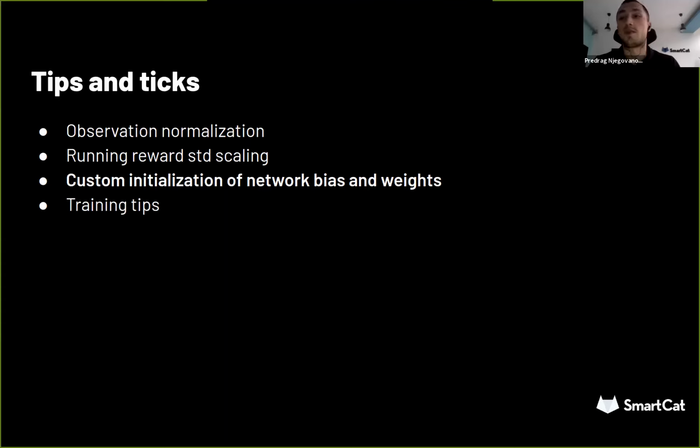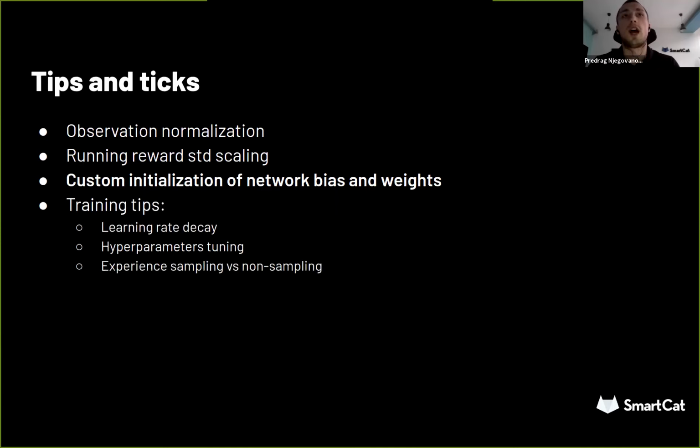And some training tips, learning rate decay. During time, you should decay your learning rate because agent is learning what are the good actions, so it shouldn't explore that much. So if you decay your learning rate, it can help. Again, hyperparameters tuning, I already told you about it. And something called experience sampling or not to sample.